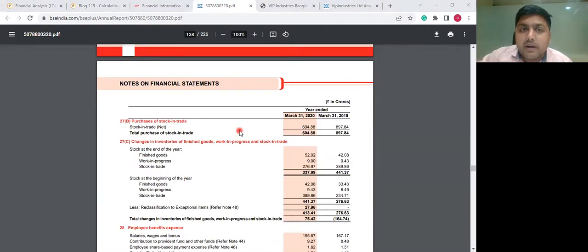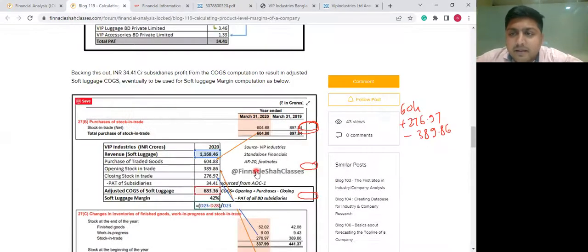So purchases we already know to be 604, and changes in stock in trade can be taken 276 as opening and 389 as closing. So if we subtract opening minus closing and we add 604 to it, you should get the traded COGS. So 604 plus 276.97 minus 389.86. That is going to be what? Our traded COGS. As you can see, precisely what we have done here, guys.